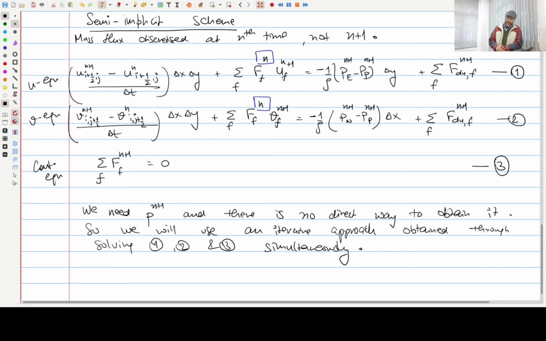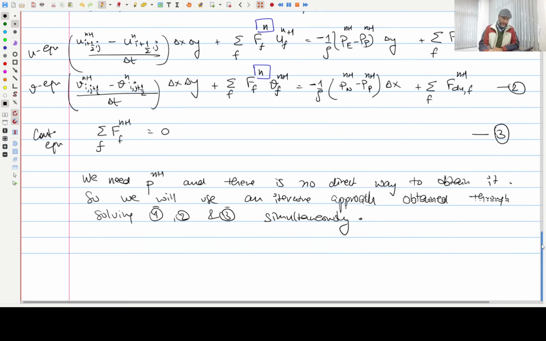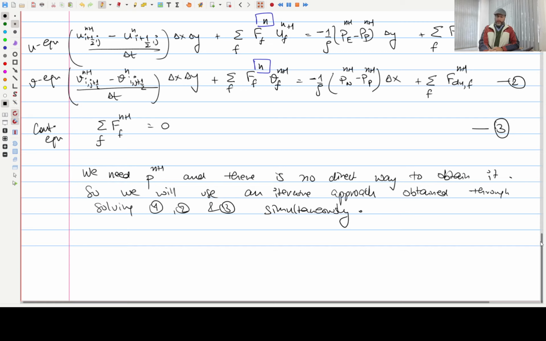Okay, so we'll use an iterative approach, but we'll discuss this approach. This statement will not tell you what we are going to do, except that the approach will be iterative, but we'll discuss this as we go along.